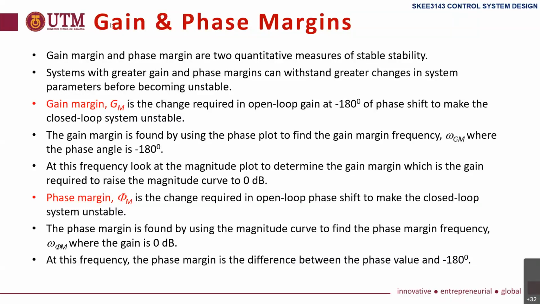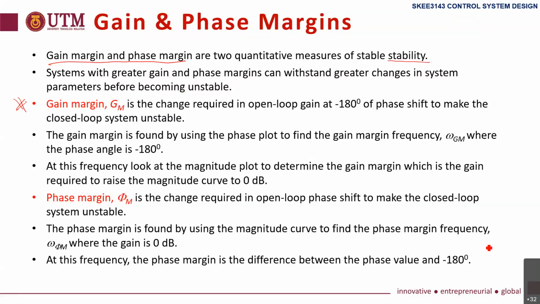Today, we will look into another two important quantitative measures in the Bode plot, which are called gain margin and phase margin. They are also related to stability. We'll see later. A system with high gain and phase margin will have higher chances of being more stable. The range of K will be higher if the system has higher gain and phase margin.